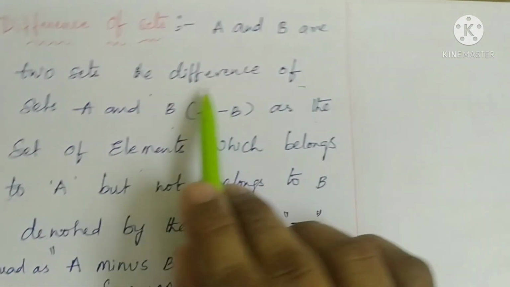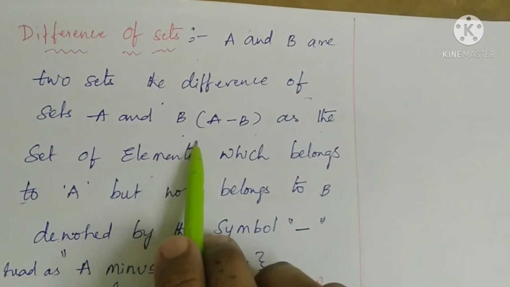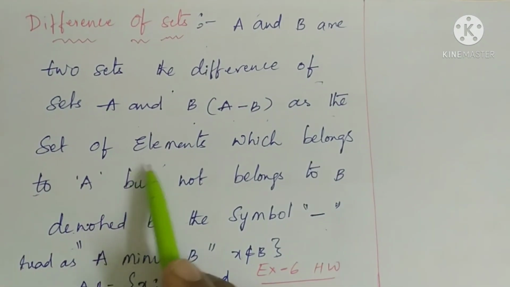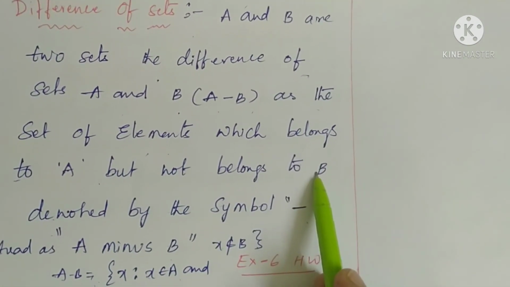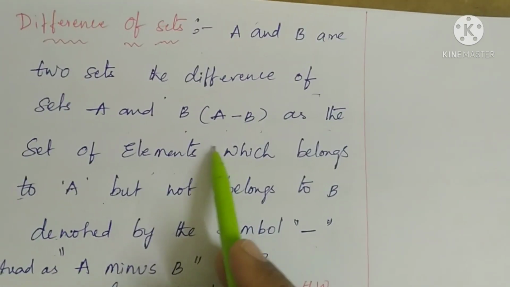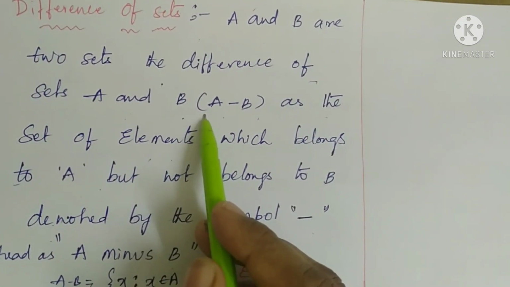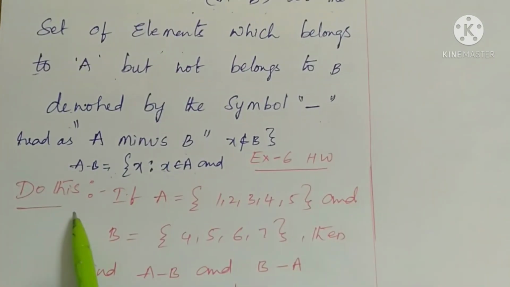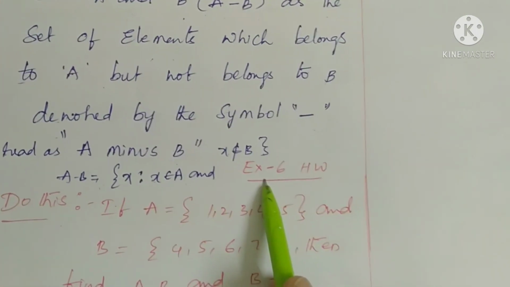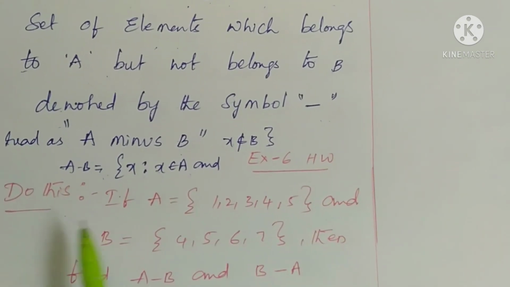A and B are two sets. The difference of sets A and B is the set of elements which belong to A only but not to B. This type of set is called A minus B, denoted by the symbol minus. So this is our first question from Do This, Example 6, as your homework.